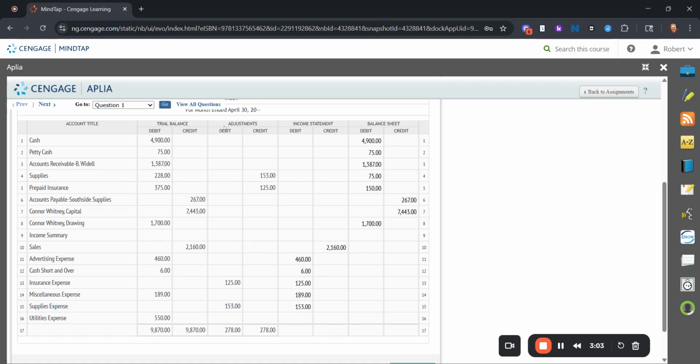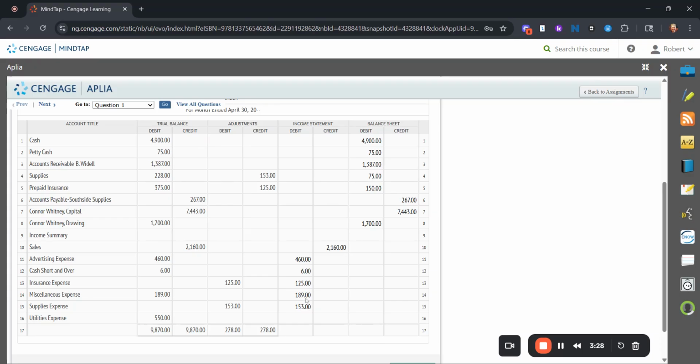So these were debits, these adjustments for the insurance expense and the supplies expense. So don't let that throw you off. So that's why they went into the debit. They go into the debit column still. Then nothing goes over into the balance sheet columns from this bottom section.